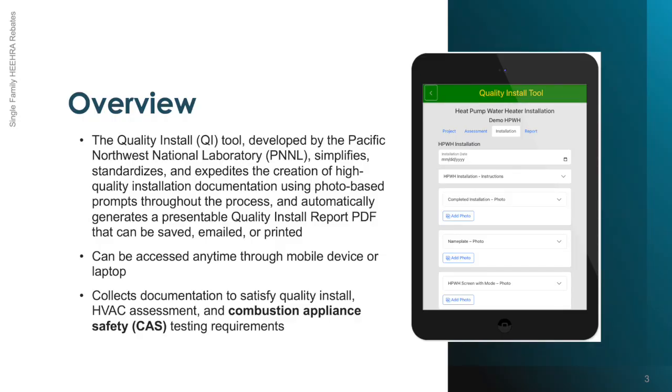The Quality Install (QI) tool, developed by the Pacific Northwest National Laboratory, or PNNL, simplifies, standardizes, and expedites the creation of high-quality installation documentation using photo-based prompts throughout the process, and automatically generates a presentable Quality Install report PDF that can be saved, emailed, or printed. It can be accessed anytime through mobile device or laptop, and it collects documentation to satisfy quality install, home assessment, and combustion appliance safety testing requirements.